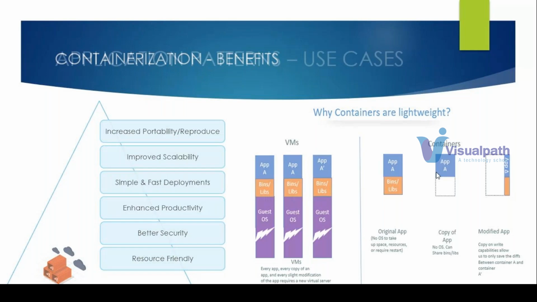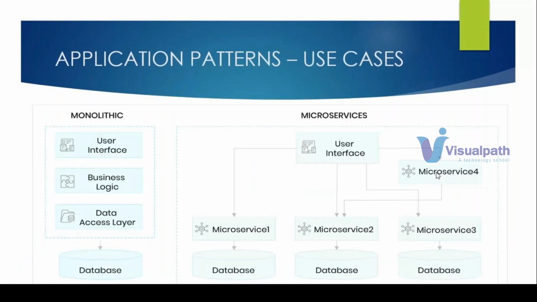Okay, the application pattern use cases. This is the typical application pattern or architecture we are getting nowadays. Previously, most of the time we used to hear about the monolithic application, with the entire architecture where we have a web layer, app layer, data layer, business logic layer, and database layer. Those applications we call monolithic in nature.